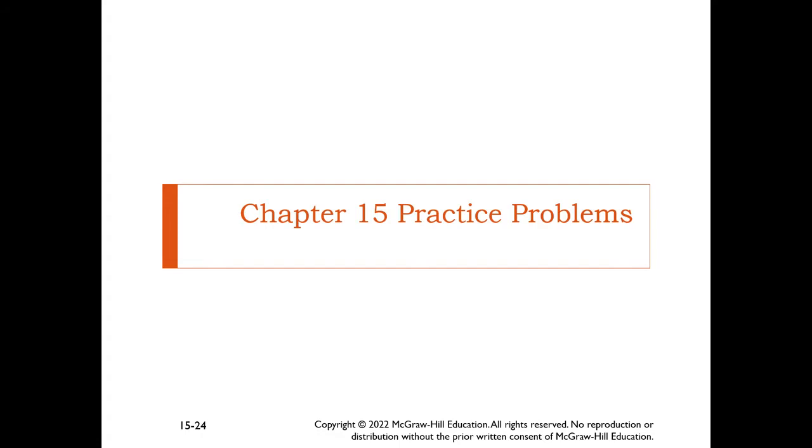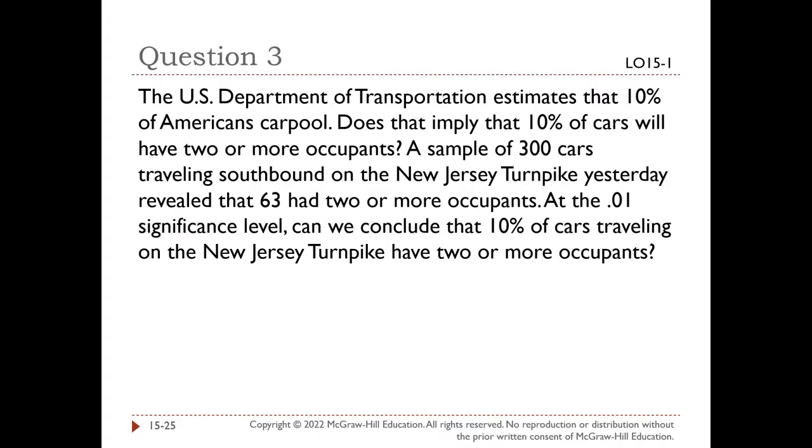So we have made it to the practice problems, the last set. Starting off first, the U.S. Department of Transportation estimates that 10% of America carpools. Does that imply that 10% of cars will have 2 or more occupants? A sample of 300 cars traveling southbound on the New Jersey Turnpike yesterday revealed that 63 had 2 or more occupants. At the 0.01 significance level, can we conclude that 10% of cars traveling on New Jersey Turnpikes have 2 or more occupants?